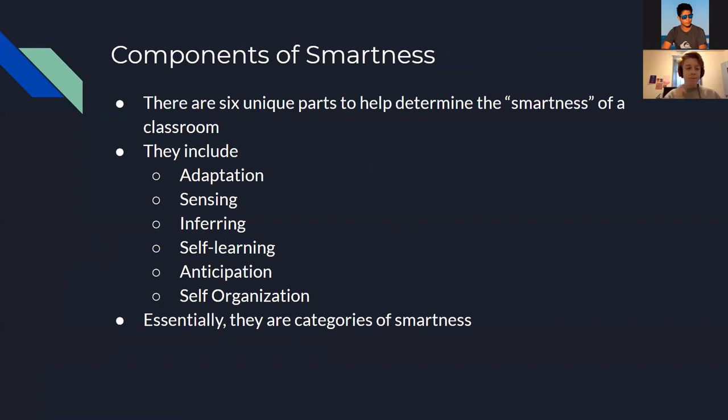So there are components of smartness to a classroom. There are 6 unique parts that help determine the smartness of a classroom. They include adaptation, sensing, inferring, self-learning, anticipation, self-organization. Essentially, these are the 6 categories of smartness.